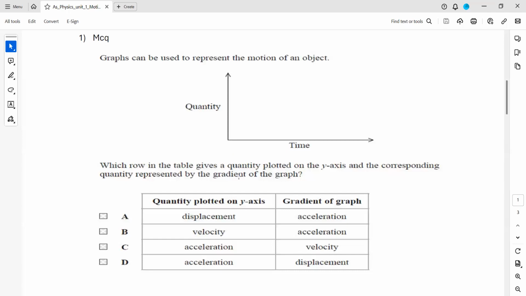Which row in the table gives a quantity plotted on the y-axis and the corresponding quantity represented by the gradient of the graph? So it's a well, because if you were having a displacement time graph, the slope represents the velocity. But if you have a velocity time graph, what does the slope represent? The slope represents acceleration. So it must be a velocity time graph in which the slope represents the acceleration of an object.